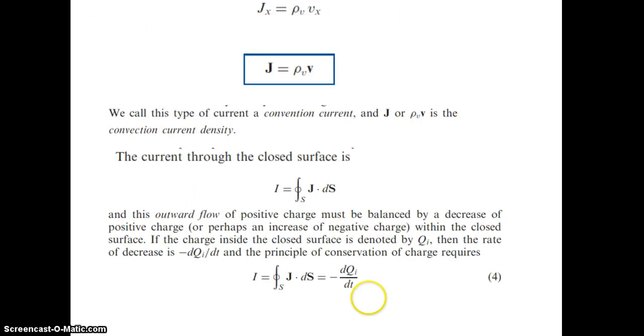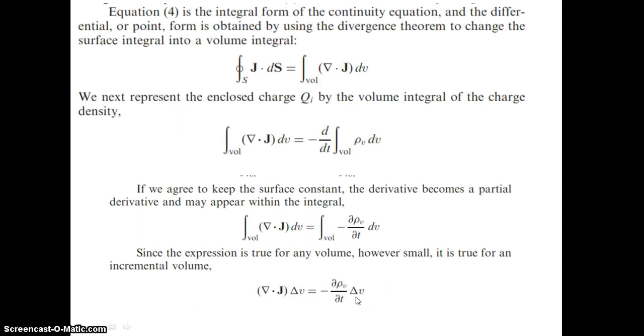So this equation, I equals the surface integral of J dot ds equals minus dQi by dt, is called the continuity equation. It is the integral form of the continuity equation. And the differential form, or point form, is obtained by applying the divergence theorem.